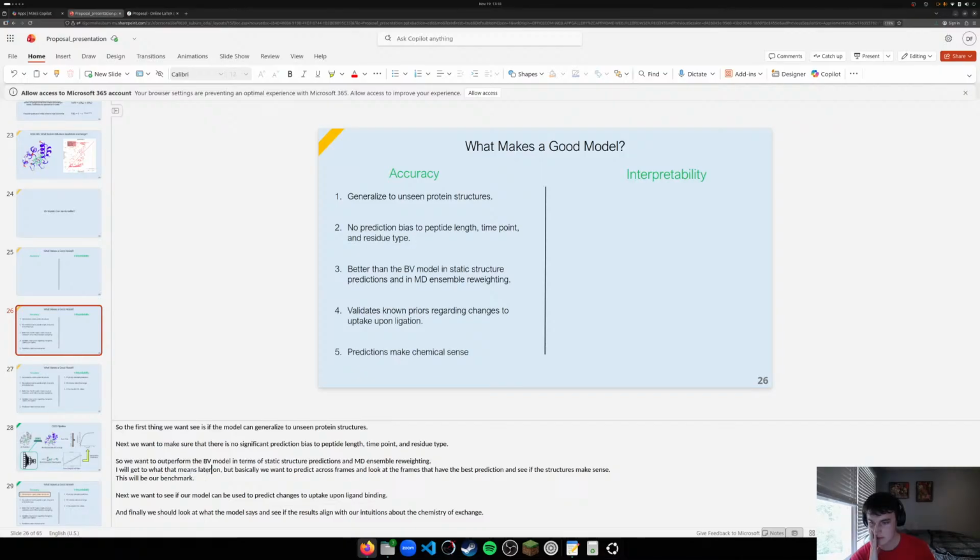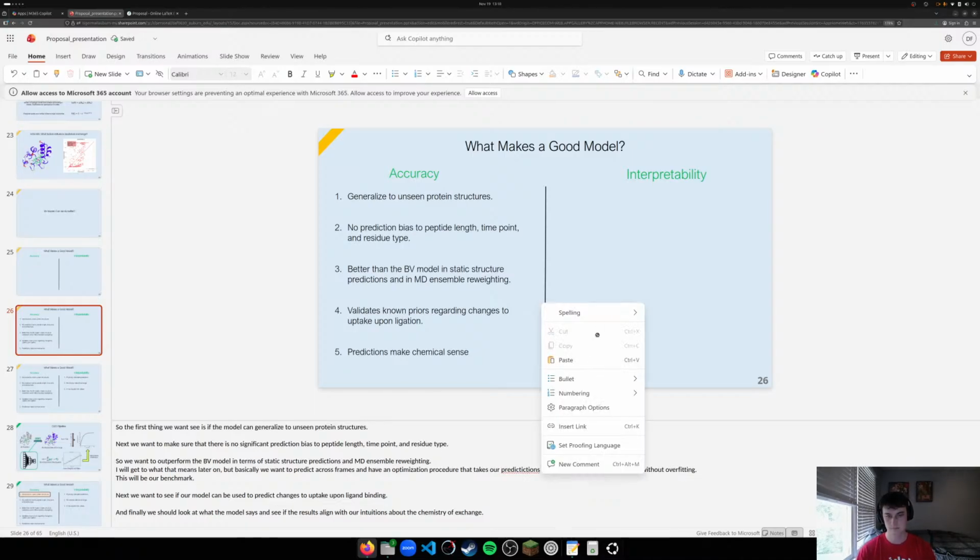I'll get to what this means later on, but basically we want to predict across frames and have some procedure that takes our prediction and fits it to the experimental data without overfitting. This will be our benchmark.